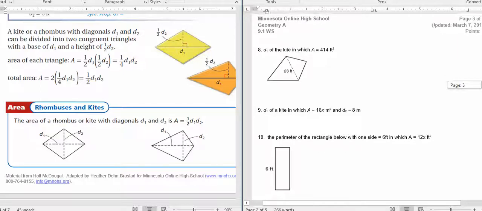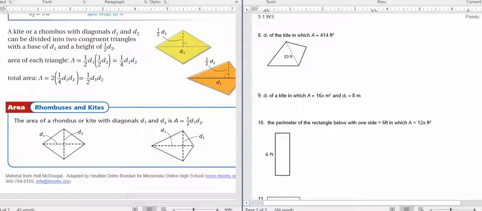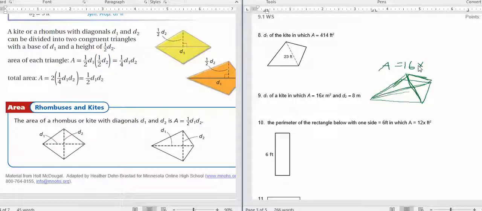And then let's look at number 9. 9.1 says to find diagonal 1 of a kite in which the area equals 16x. So if they give you a variable, then you're going to have a variable for part of the answer. So here we have a diagonal, and here's another diagonal. All right, so the area of this is equal to 16x, and let's call this one right here 8. Diagonal 2 is 8. We're looking for diagonal 1.